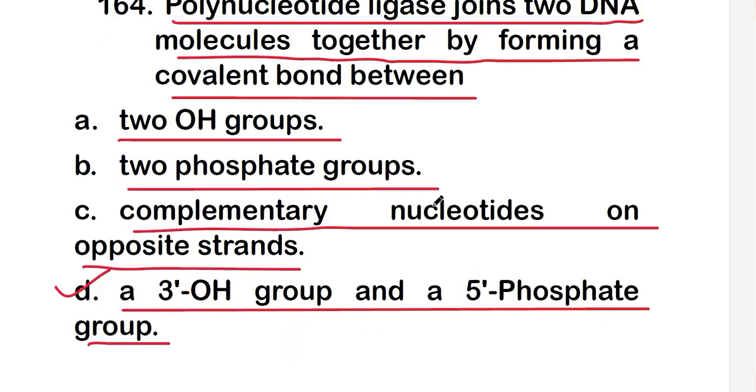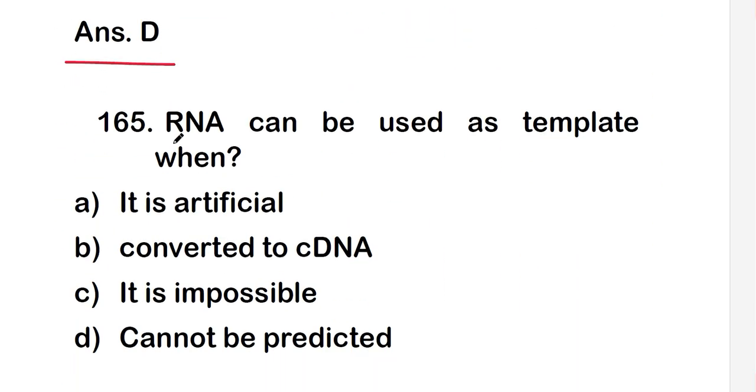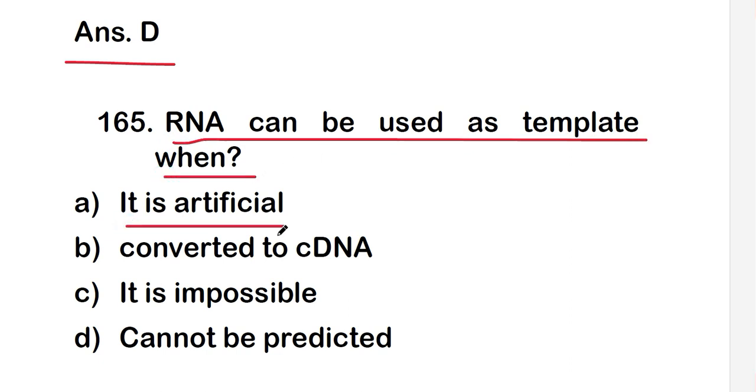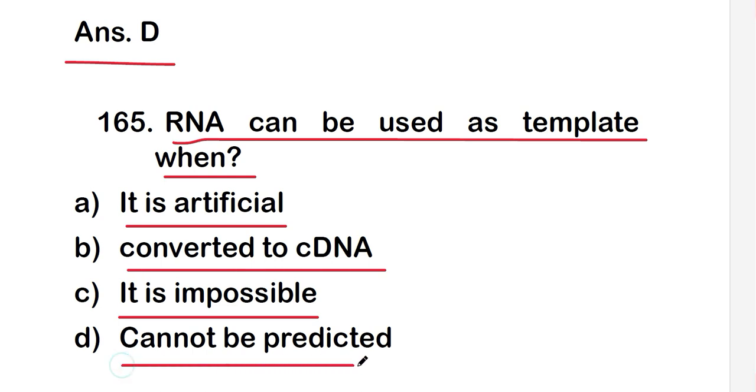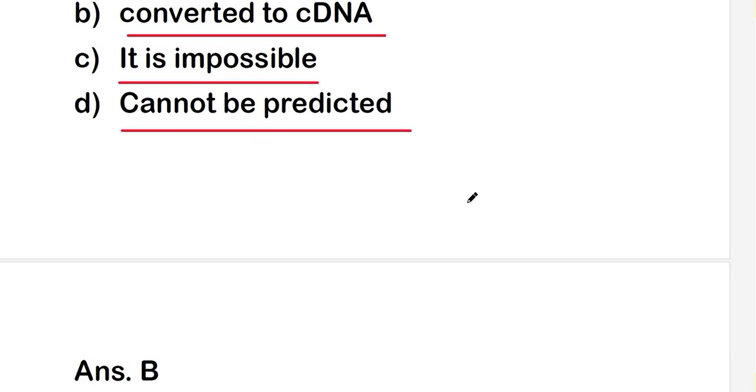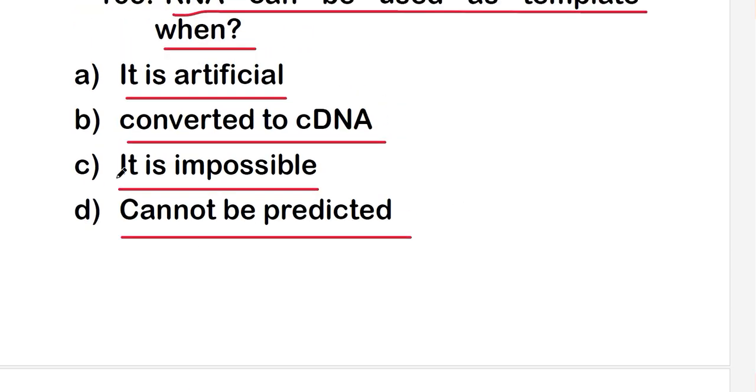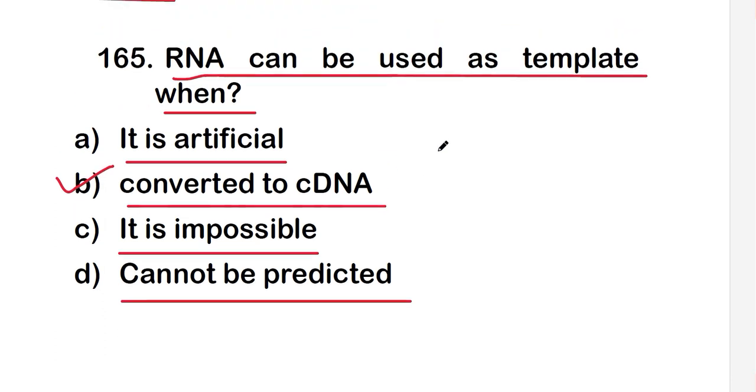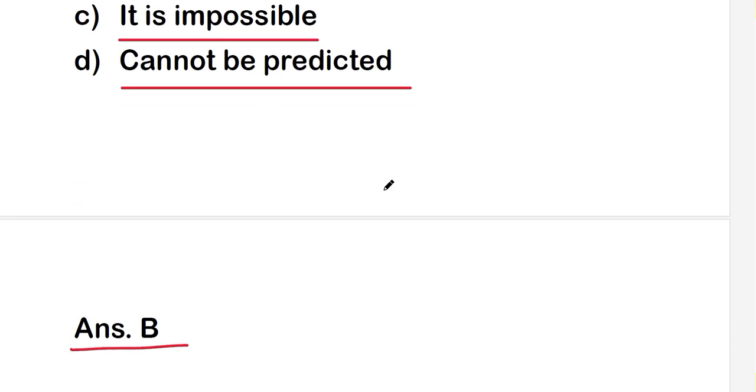Let's move on to question number 165. RNA can be used as template when option A, it is artificial, option B, converted to cDNA, option C, it is impossible, or option D, cannot be predicted. The right answer is option B, that is converted to cDNA. So RNA can be used as template when it is converted to cDNA or complementary DNA. Option B is the right one.